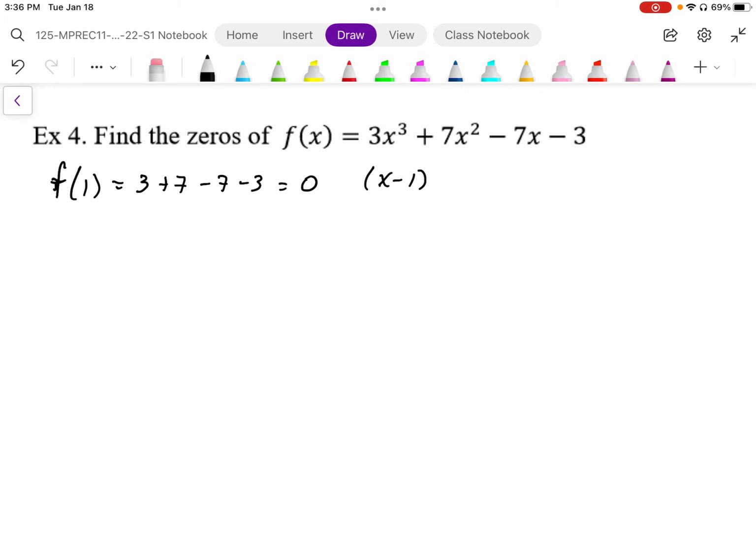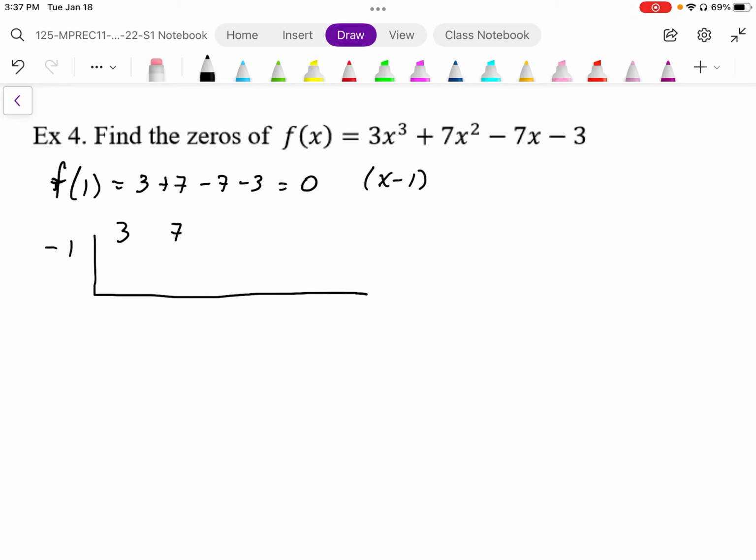I could have tried 3 or -3, or I could also use the rational factors, but we want to try to avoid the rational factors. So in this case, we're just going to start with the x minus 1. So I'm going to use my synthetic division and break this down.